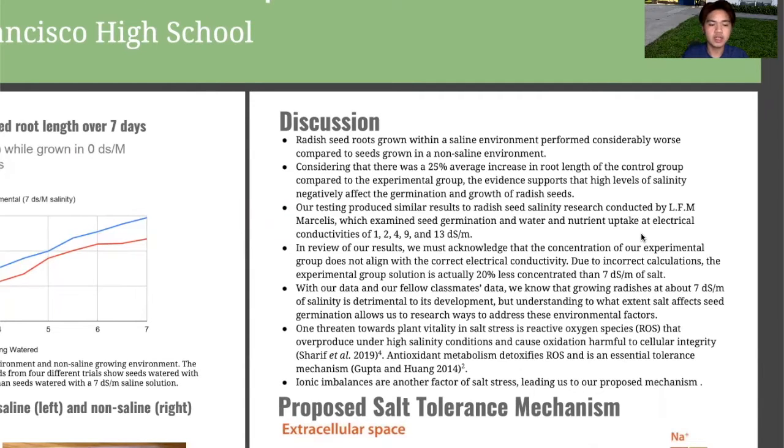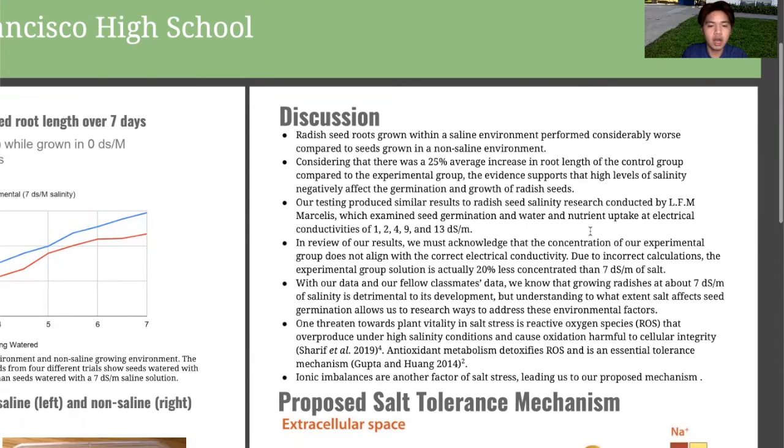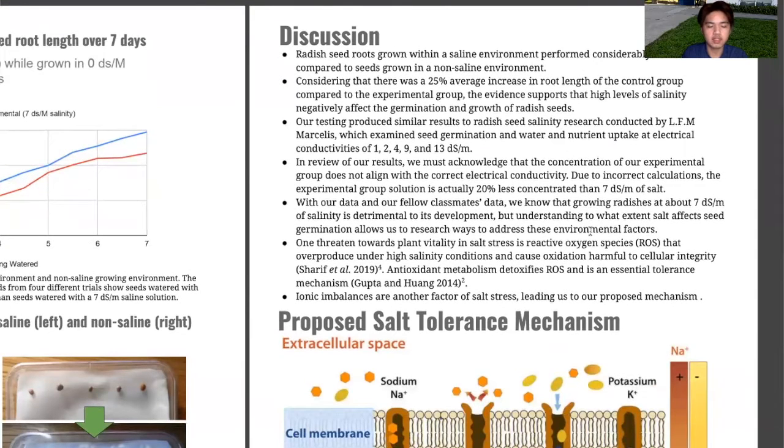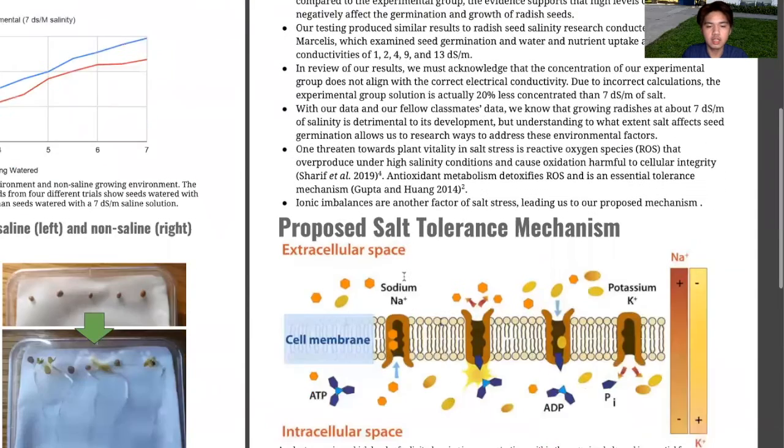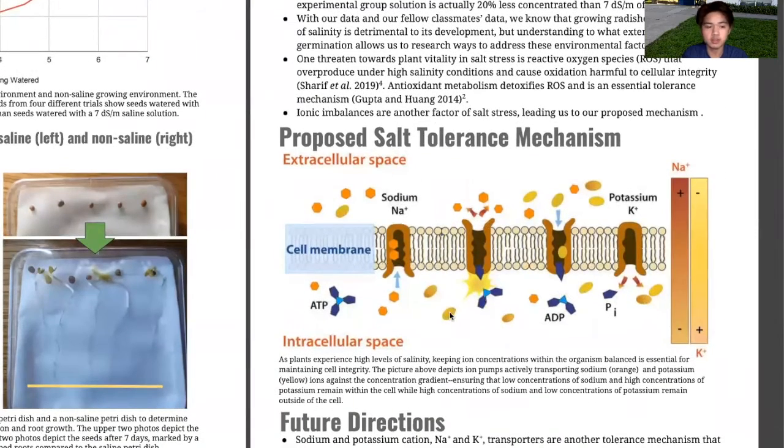For one, radish reactive oxygen species, or ROS, overproduce under salt stress. And promoting antioxidant metabolism is one mechanism that plants use to detoxify ROS and tolerate salt stress. Ion imbalances are another factor of high salinity stress in plants. And looking at our proposed salt tolerance mechanism, we can see that these proteins control the flow of orange sodium and yellow potassium ions through the cell membrane.